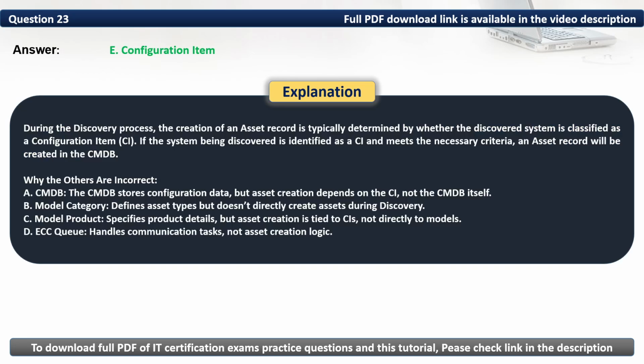During the discovery process, the creation of an asset record is typically determined by whether the discovered system is classified as a configuration item. If the system being discovered is identified as a CI and meets the necessary criteria, an asset record will be created in the CMDB.